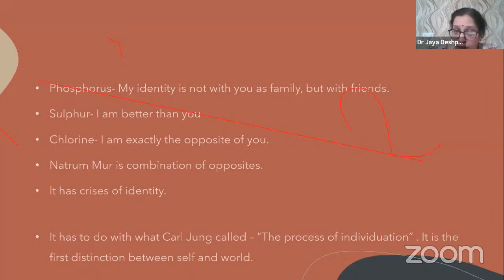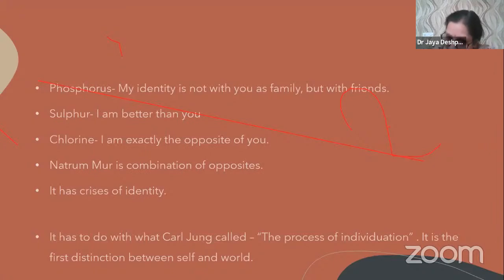Now develops the ego, like I am better than you. So the huge ego issue with the sulfur. Then we have chlorine. So chlorine is I am exactly the opposite of you. So that is why when we study the most common natrum remedy, natrum mure, mure is nothing but chlorine. So there's a lot of different polarities that we see in that.